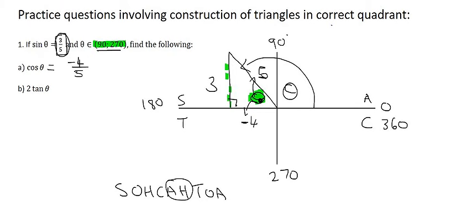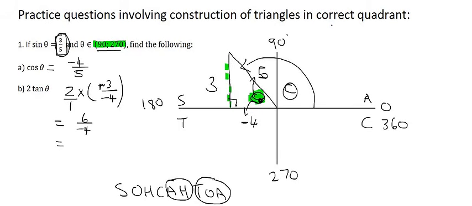The next one says 2 tan theta. What that means is see whatever tan theta is, and then just multiply that answer by 2. So tan is the opposite over the adjacent. That's going to be 3 over negative 4, and so it's going to be 2 times 3 over negative 4. We can think of 2 as 2 over 1, so we multiply top times top, bottom times bottom, which gives us 6 over minus 4. If you simplify that, the number 2 can go into both, and so that becomes 3 over negative 2. And that's the answer.